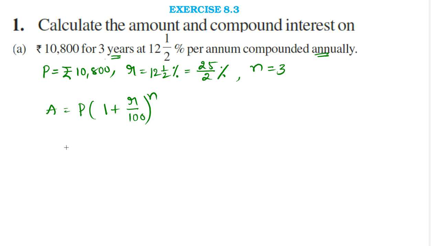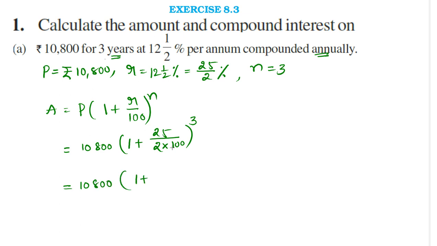Now let us use the formula. A is equal to P, 10,800 times (1 plus rate of interest, 25 by 2, divided by 100) whole to the power of n. We have already divided by 2, so write 100 in the denominator. n is 3, whole to the power of 3. This is equal to 10,800 into (1 plus 25 by 200), or we can cancel 25 times 1, and 25 times 8. This is equal to 1 plus 1 by 8, whole cube.